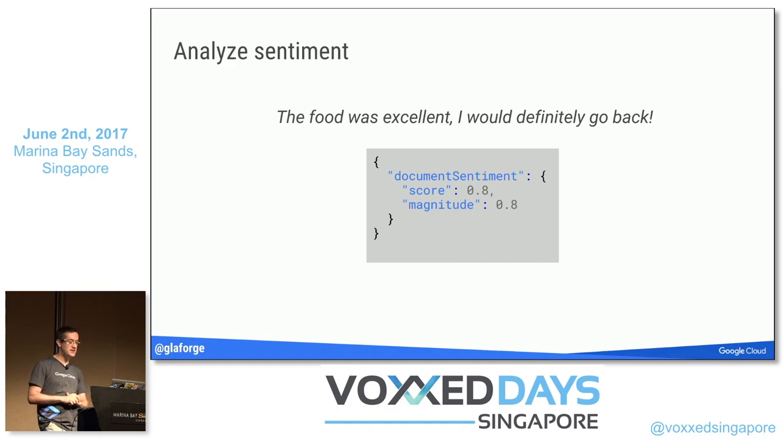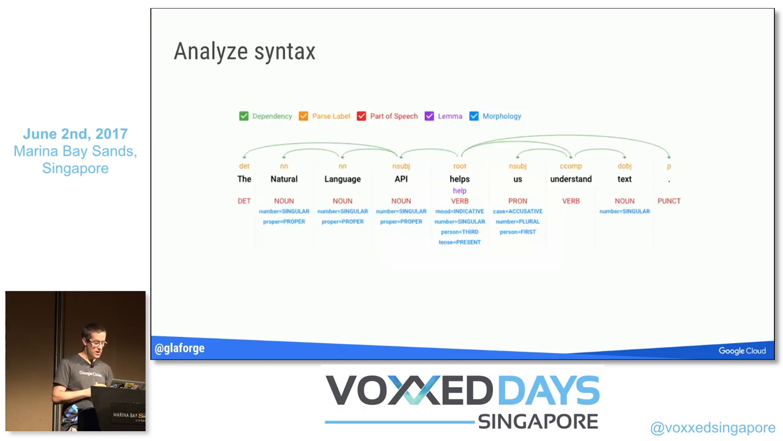The sentiment analysis, so you can look at the score and magnitude. The score can range from -1 to +1, whether it's negative towards positive. Magnitude is how strong this feeling is being expressed. And here you can also see the syntax, how the sentence is made, like the determinant, the noun, the verbs, etc. And also additional information, for example, for the verb, what mood was used, whether it's singular, which person was used, etc.